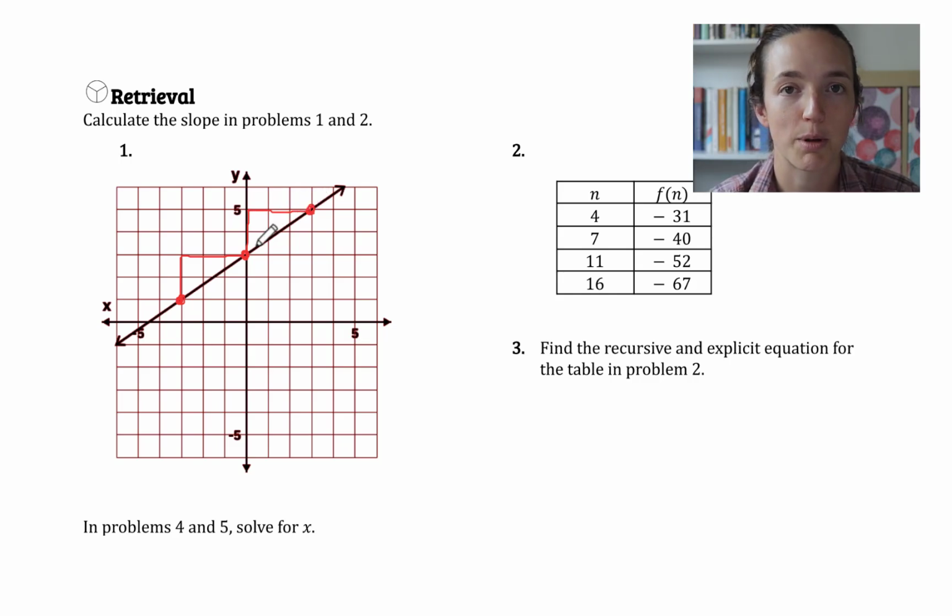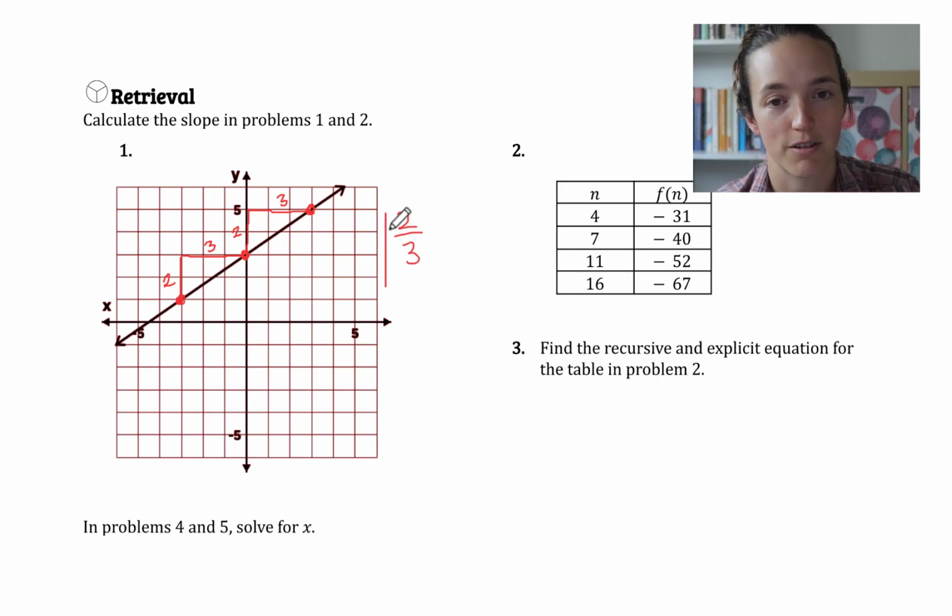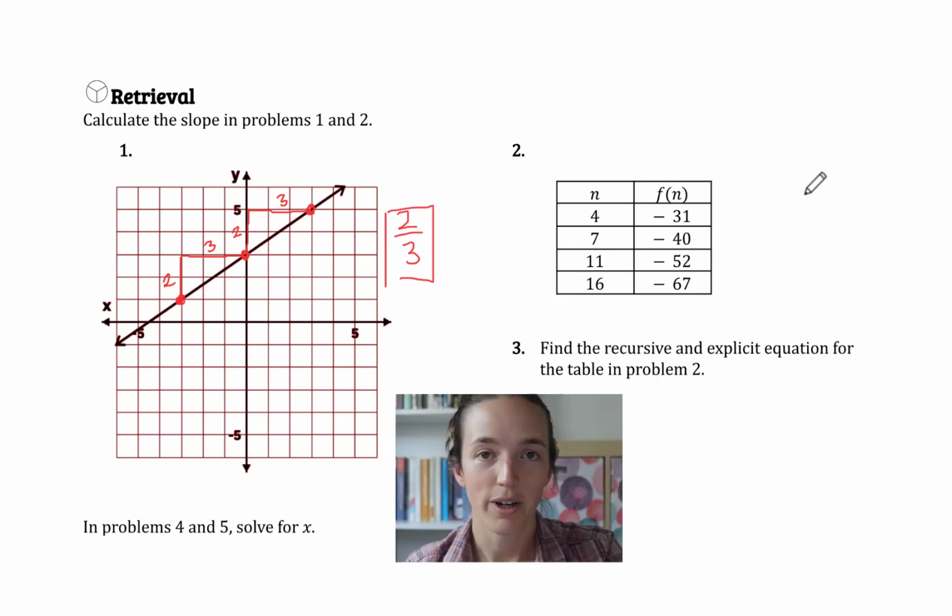And then slope, remember, is rise over run. So I'm going to figure out the rise of each point. Looks like we're going up 2 to get from point to point, and we're going over 3 to get from point to point. So our slope would be 2/3. Rise over run.